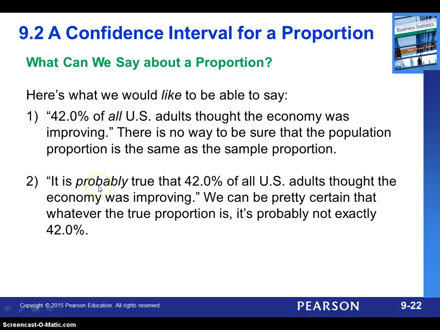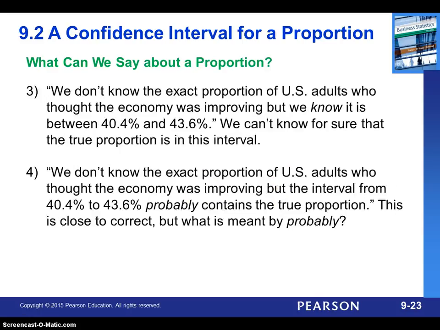What's a little truer is we could say it's probably true that 42% of U.S. adults think the economy is getting better. But again, we cannot say an exact single number. So a better thing to say is, we're pretty confident that between 40% and 44%, so rounding a little bit here, if we want to be exact, we're pretty confident that between 40.4% and 43.6% of U.S. adults think the economy is getting better. That is becoming a more accurate statement.